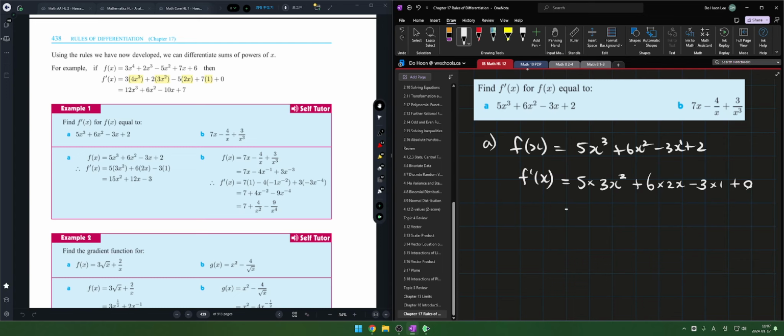Then let's reorganize this. 15x squared plus 12x minus 3. Sorry, 3.